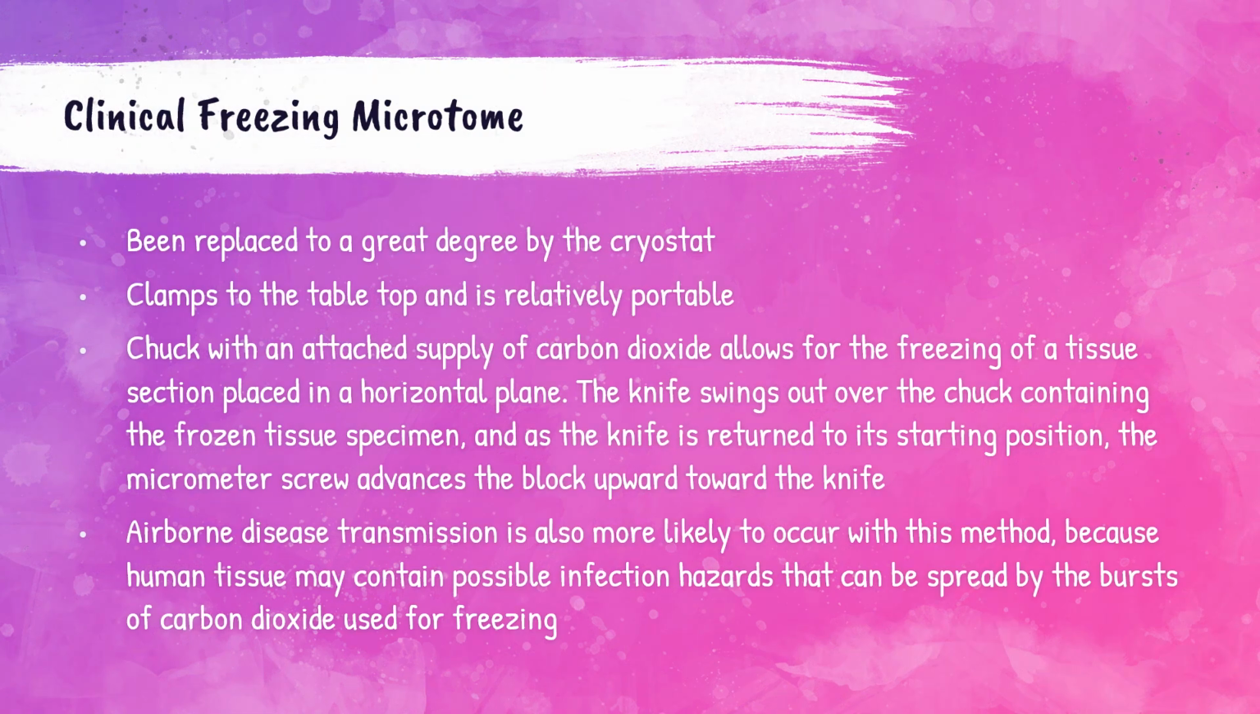Clinical freezing microtomes have largely been replaced by the cryostat. These are a portable tabletop microtome that clamps to the table. It has an attached supply of carbon dioxide that helps to freeze the tissue sample. The knife of the clinical freezing microtome swings out over the frozen tissue sample, and as it returns and makes a complete cycle, a micrometer screw advances the tissue block upward towards the knife.